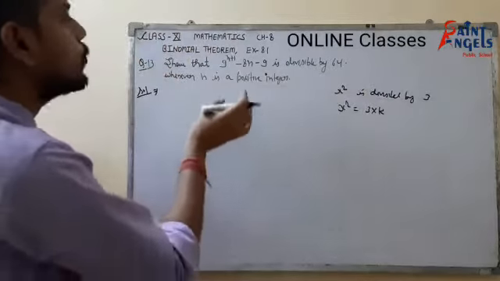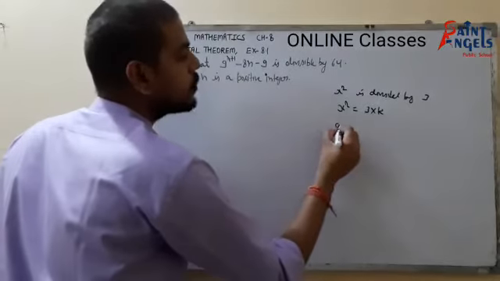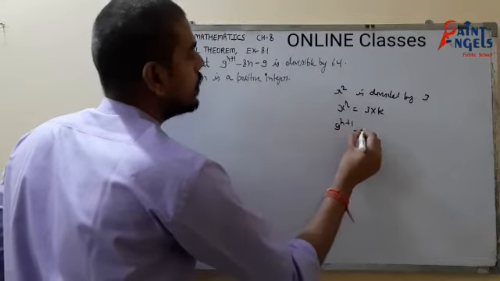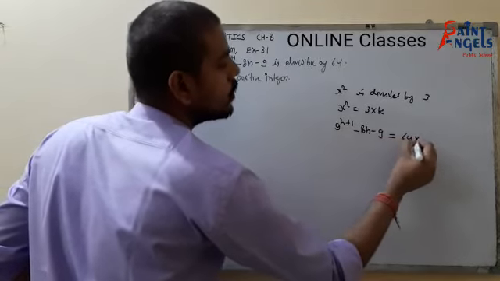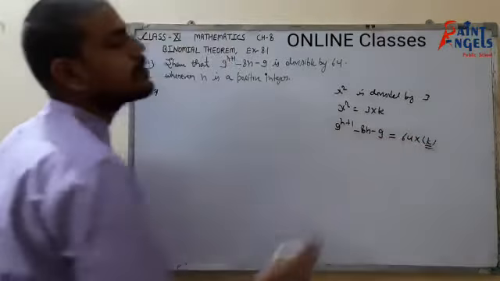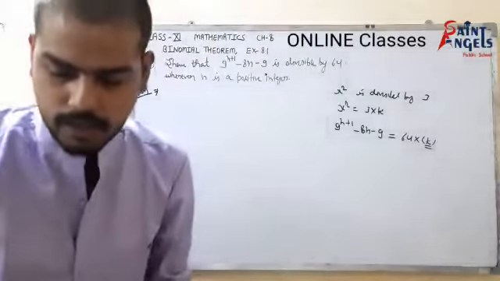So if I have to prove that this is divisible by 64, then what I have to show? That I have to show that 9 to the power n plus 1 minus 8n minus 9 is equal to 64 into something, k, where k is a positive number. So basically I have to show this. Okay, so now let's start the question.